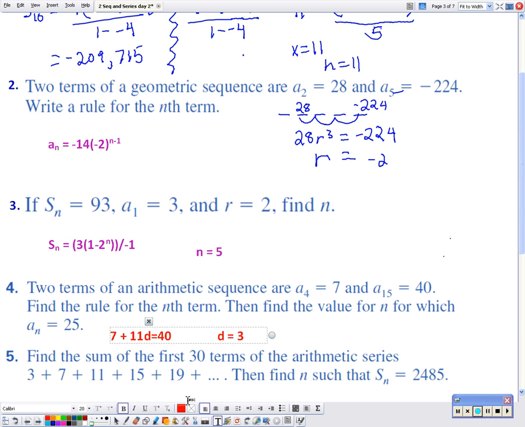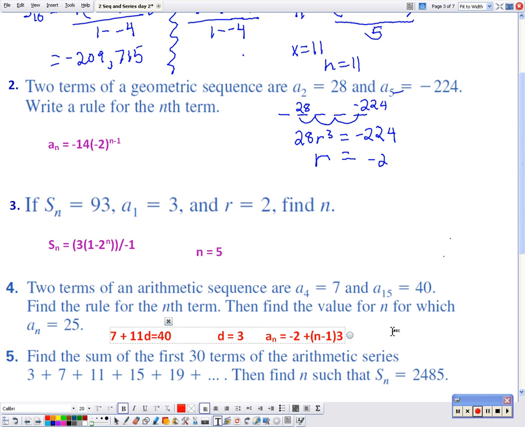Alright, so now my rule for the nth term is going to be a sub n equals the first term. Now I don't know the first term, so I'm going to grab my calculator. The 4th term is 7, so then I'm going to subtract 3. That would give me 4 for the 3rd. Subtract 3 again. That would give me 1 for the 2nd. And then subtract 3 again, and that's going to give me negative 2. So I've got negative 2 plus n minus 1 times 3.